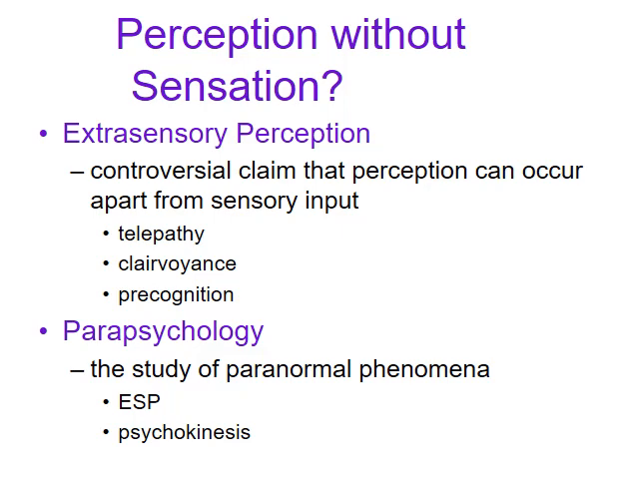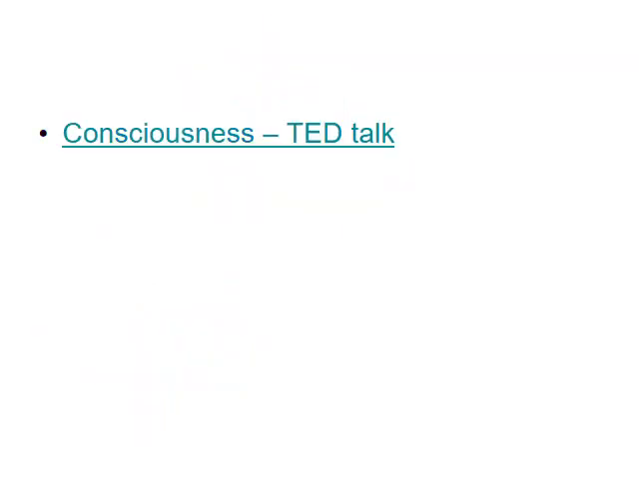If we're looking at telepathy, it's your ability to read minds. Clairvoyance, your ability to see beyond physical barriers, and precognition, your ability to tell the future. And then there's also parapsychology, and there's ESP, which again is kind of really all of these together. And then psychokinesis, your ability to move objects with your mind. If you are interested in why most of this just doesn't make sense, here's an interesting TED Talk on consciousness, which really does kind of delve into some of these aspects.